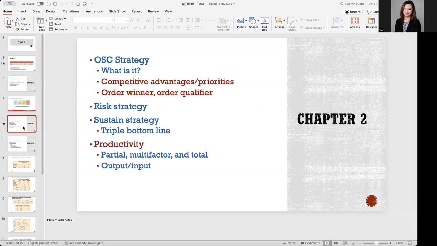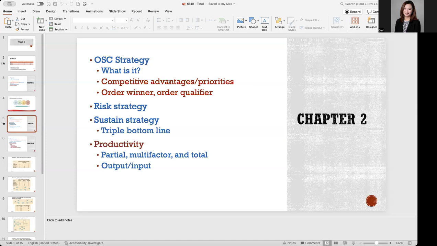And let's move to chapter 2. For chapter 2, we also have 4 parts. The first is still a kind of big picture. In chapter 2, we focus on strategy, on operations and supply chain strategies. First, the thing you need to figure out is what operations strategy is. In the first slide, I gave you a few sentences to describe it. And then take a look at competitive advantage. This part is also related to the short answer questions.